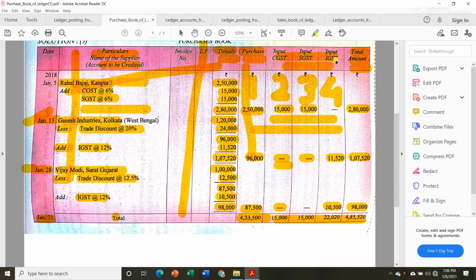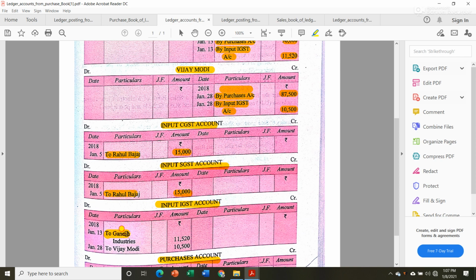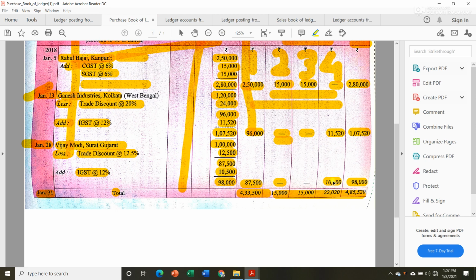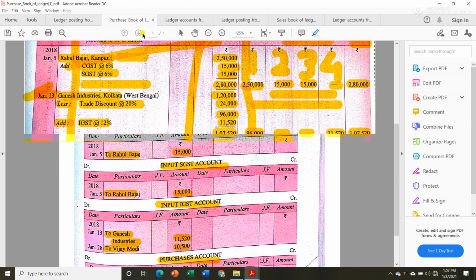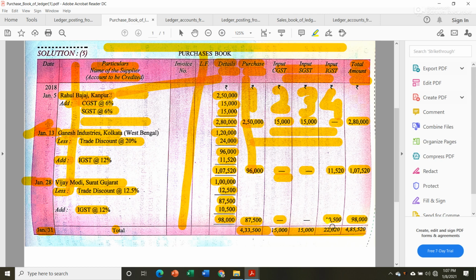Now the next column is our input IGST. First item or first amount, this one is nil. Then second we have 11,520 from which company or from which party? Ganesh Industries. So we will write to Ganesh Industries rupees 11,520. Next amount is appearing 10,500 related with Vijay Modi, so we will write to Vijay Modi 10,500. Then our IGST column is also over. Now only the purchase column is left. Okay, so we have all purchase amounts for all the three parties.